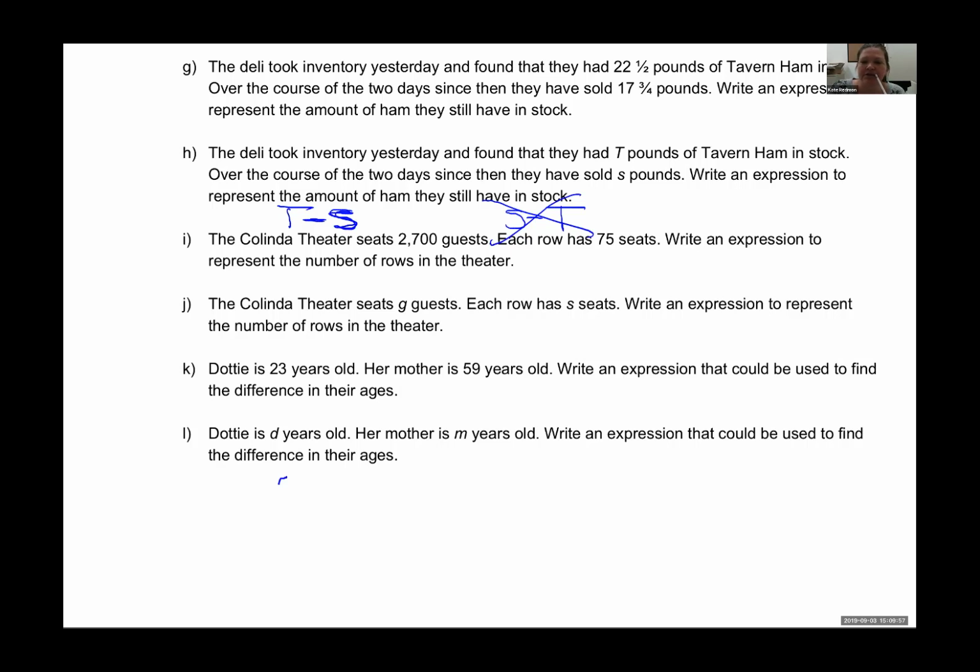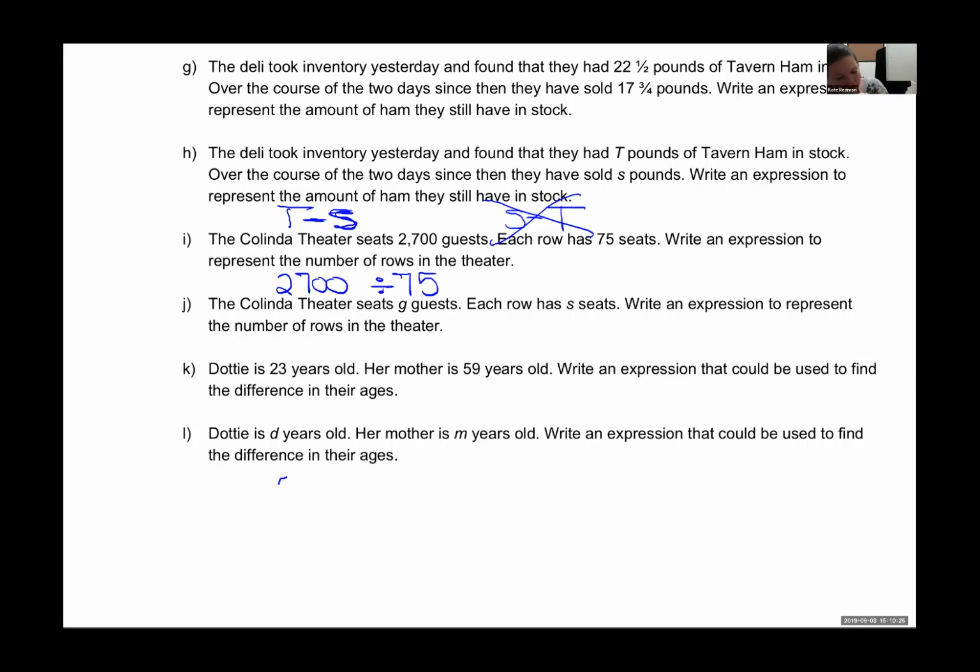The Colinda Theater seats 2,700 guests. Each row has 75 seats. Write an expression to represent the number of rows in the theater. 2,700 divided by 75. Brilliant. Why did you choose divide? Because you're wanting to know how many rows. So you're dividing seats by people. I've got the total and I'm breaking it into these same sized rows in this case.